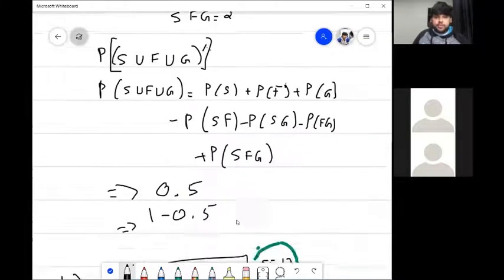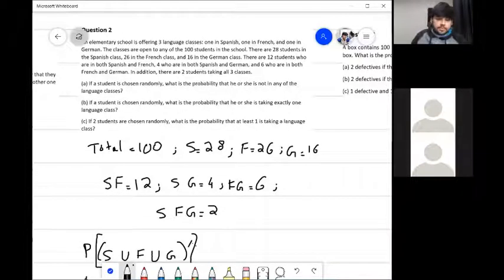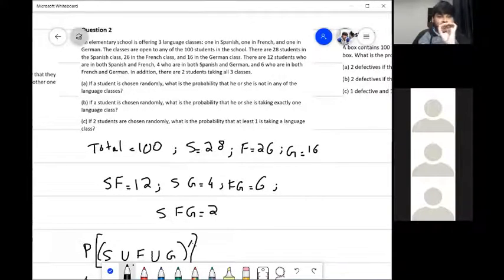If not, I'm going to move to part C. Part C says, if two students are chosen randomly... also just by the way, I took 32, right? So 32 divided by 100. Since the probability, it didn't say the number, you have to divide it by the total number of people. That's 100. So the answer will be 0.32.